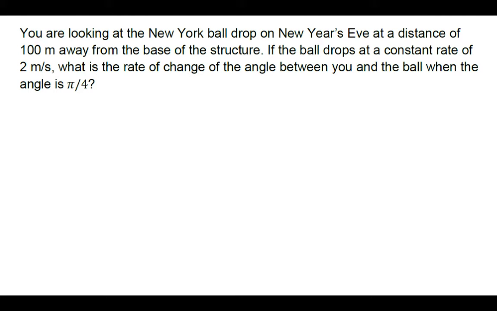Our first example, since we're getting close to the new year, is about the New York ball drop on New Year's Eve. So let's draw a scenario for this. We've got the New York ball drop, and you're looking at it from a distance of 100 meters away from the base of the structure. So you're standing out here, approximately 100 meters away. The ball is going to drop at midnight at a constant rate, so it's going to fall down that tower. That constant rate is going to be 2 meters per second.